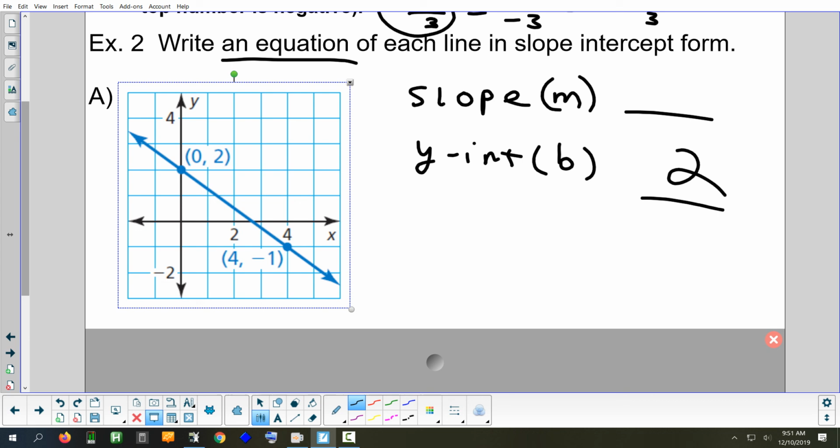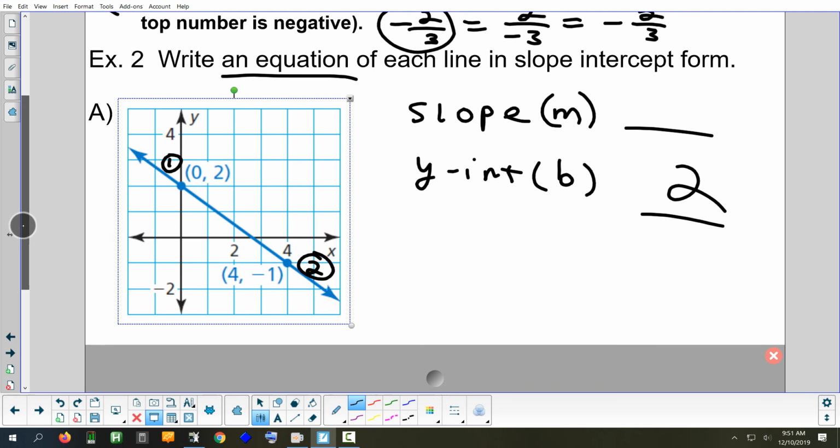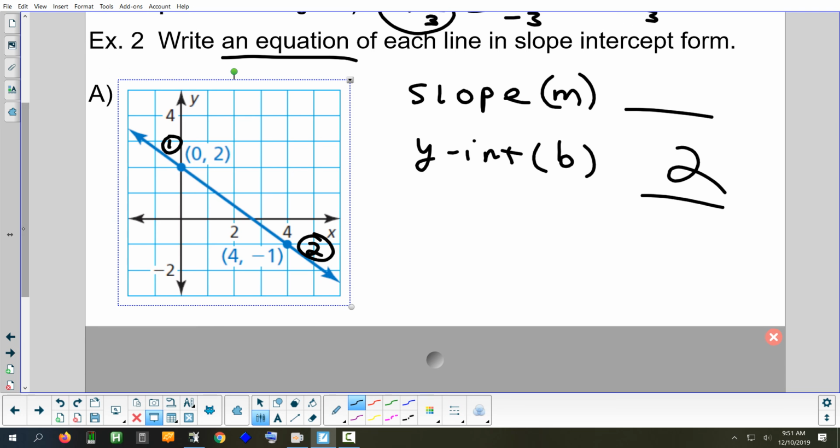So the y-intercept is 2. And now for slope, we can count rise over run. We're going to put a number 1 there and a number 2 there. It says to count for a negative slope down and to the right. So how many down do I have to go to get from point 1 to point 2? 3. Let's see: 1, 2, 3. Yep, so we went down 3. And how many to the right? 4. 1, 2, 3, 4.